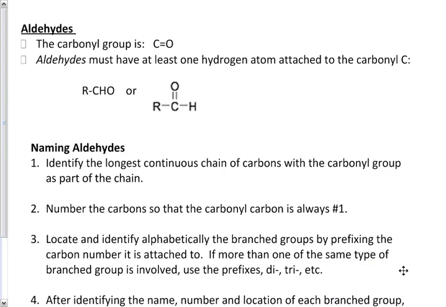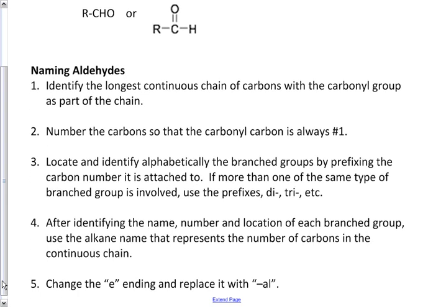This video will teach you how to name aldehydes, which is a fairly simple process. An aldehyde is a compound that has a carbonyl group, which is a C double bonded O. In an aldehyde's case, that carbonyl group must be attached to a hydrogen. Now, because it has to be attached to a hydrogen, that carbon will always be an end carbon.